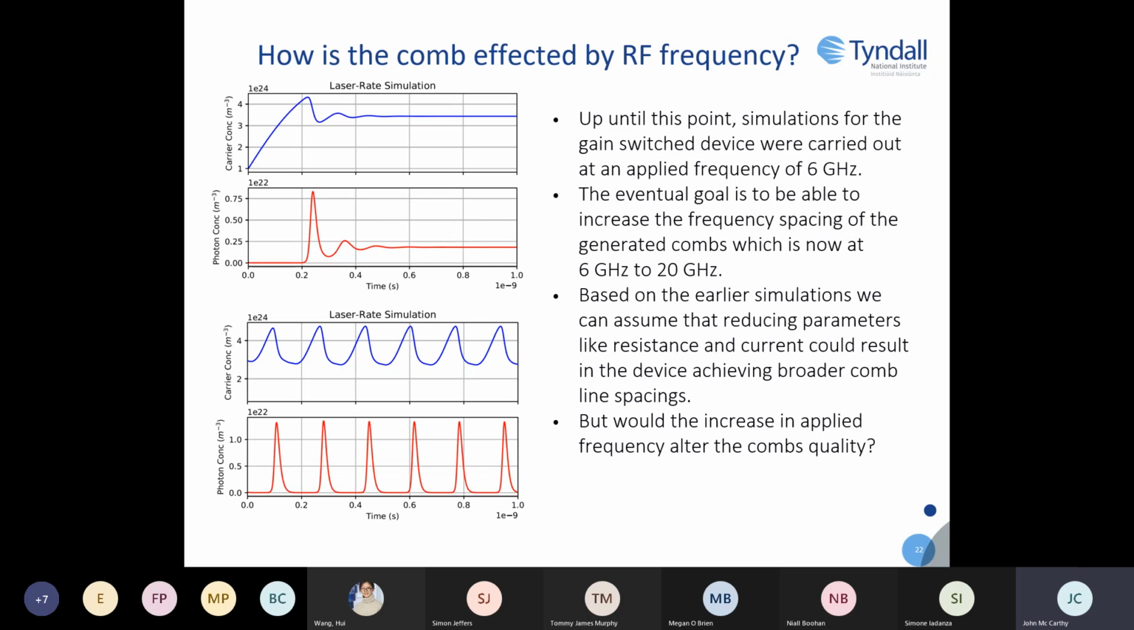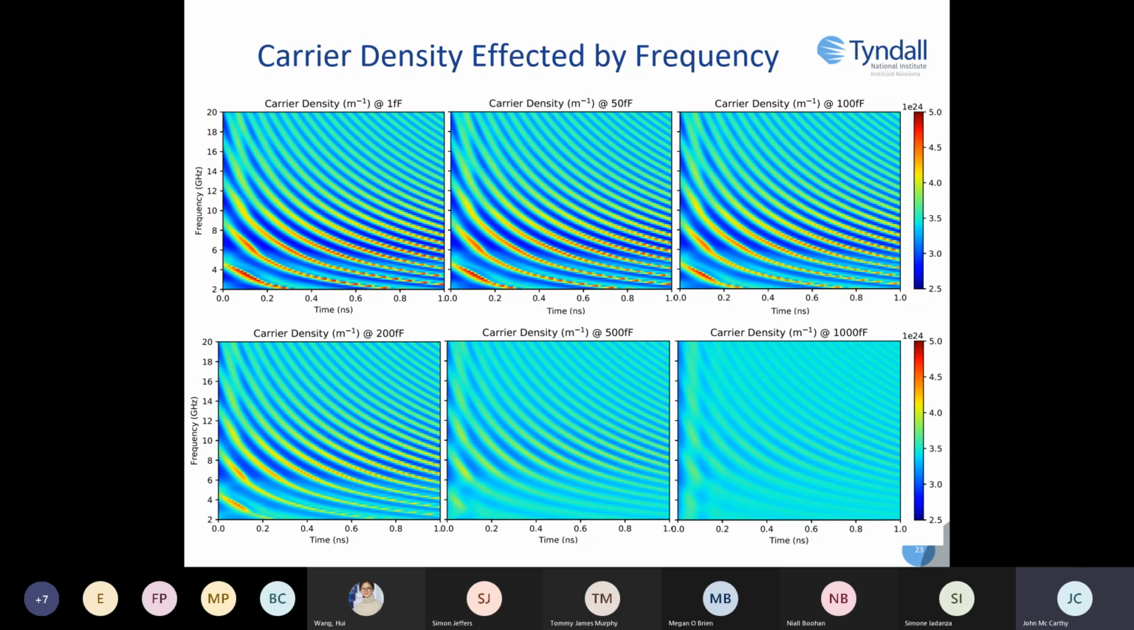So let's first look back at how this affects the carrier density. Let's first focus on the first plot, where the color represents the carrier density of the gain switch device and how it varies with time along the x-axis and the applied frequency along the y-axis. We can see that the carrier density of the device degrades as the applied frequency is increased. This gives us an indication that the comb itself would therefore be affected by a change in the frequency. I have replicated the plot to also show how it changes with capacitance, and as we would have expected from the previous simulations, the carrier density degrades as the capacitance is increased.